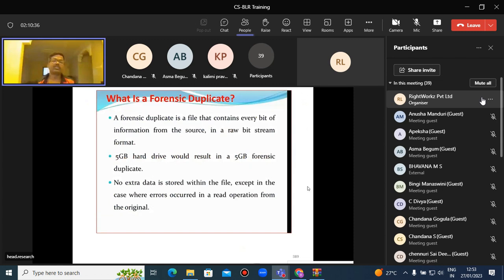A forensic duplicate is a file that contains every bit of information from the source in a long bit stream format. A 5 GB hard drive would result in a 5 GB forensic duplicate. No extra data is stored within the file, except in the case where errors occur in a read operation from the procedure.